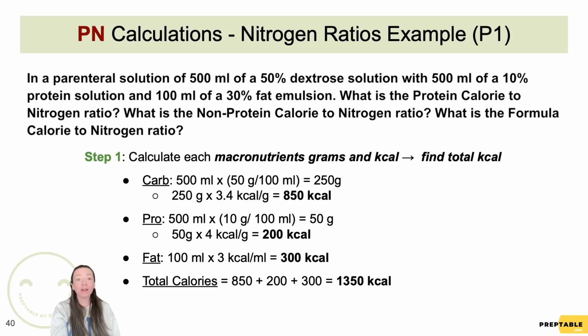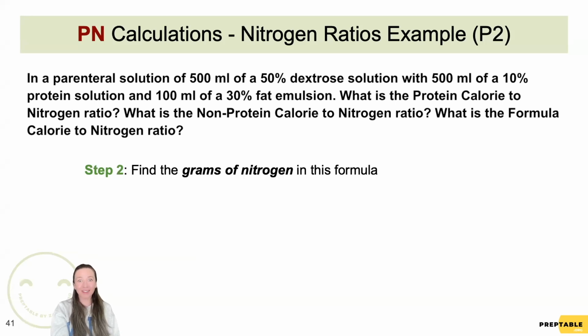Add all of these up, 850 from dextrose plus 200 from amino acid plus 300 from lipid, and we get 1,350 kcals total. Now, let's move on to calculating the nitrogen content and then use that to find the respective ratios. Starting with finding the grams of nitrogen. We found that the PN solution contains 50 grams of protein. So let's convert that to nitrogen.